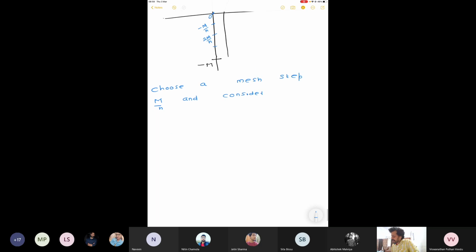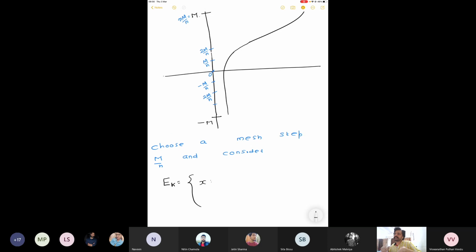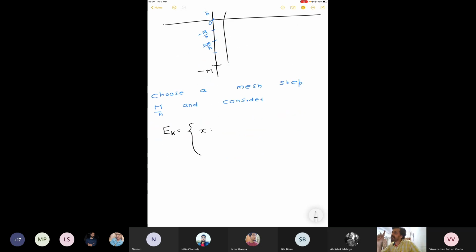And consider E_k equal to the set of all x in E. I am going to divide the domain by partitioning the range, or in other words, taking the inverse image. This is one difference I told you between Riemann and Lebesgue. You don't divide the domain, you divide the range and then look into the inverse image. E_k is equal to the collection of all x such that (k minus 1)M by n is less than f(x) less than or equal to kM by n.